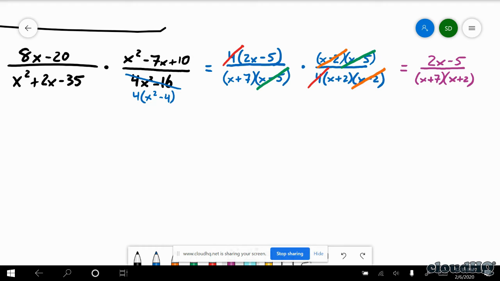We like factored form. Factored form is usually preferred in many cases. So do not bother multiplying that together. That would be a waste of time. I wouldn't bother with it. And there's our answer.